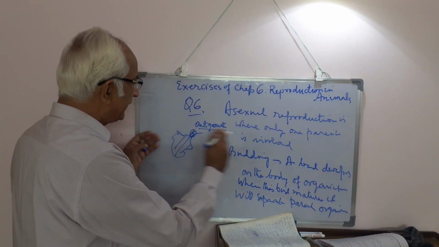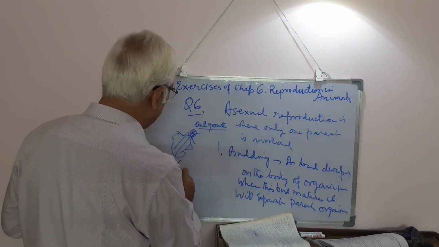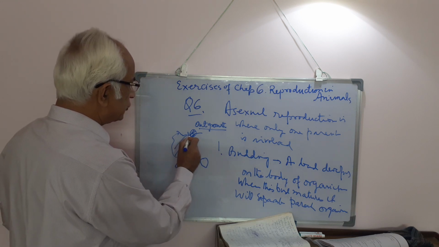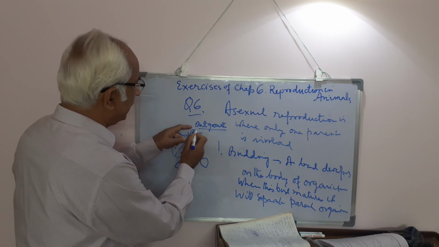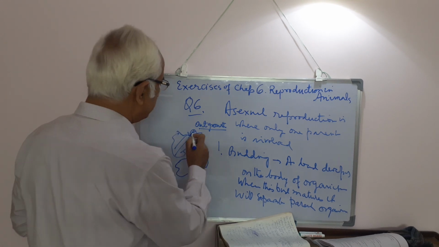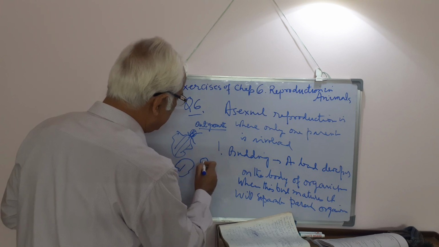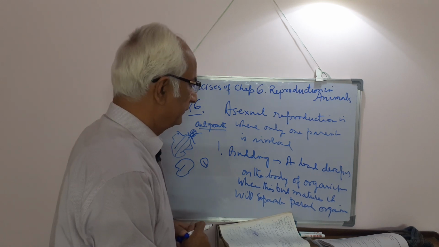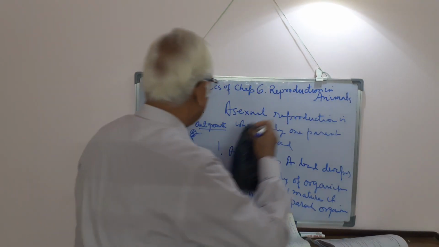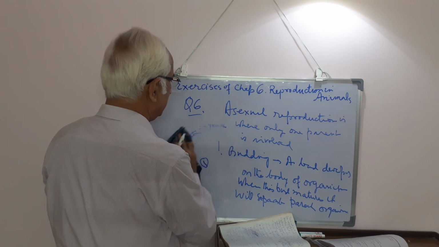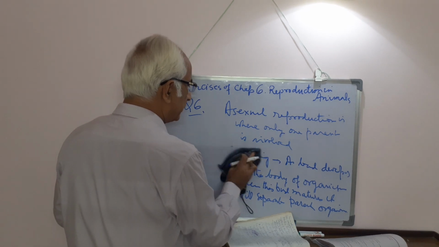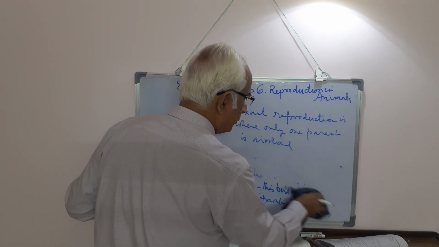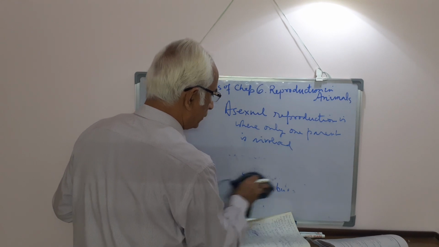So it will separate and it will become a separate individual. This is the parent and this is the offspring. Initially they are joined because it is developing as an outgrowth. And when this matures, it will become separate. This is one individual, that second individual. So this is the offspring. So this is one method where the asexual reproduction takes place. A small thing starts developing on the parent and that will mature and separate from the parent organism.